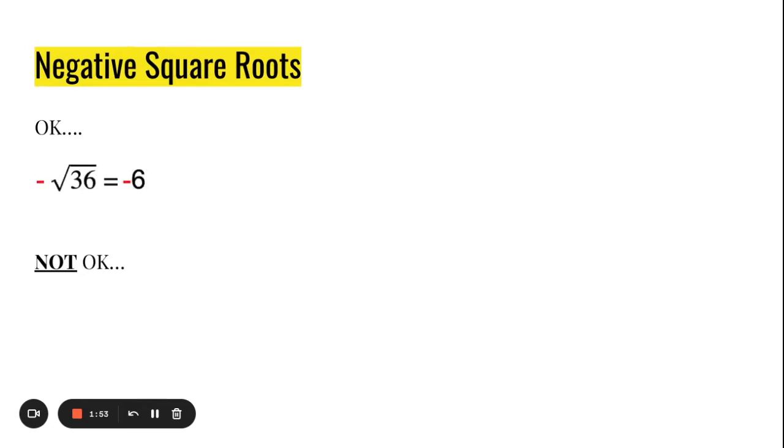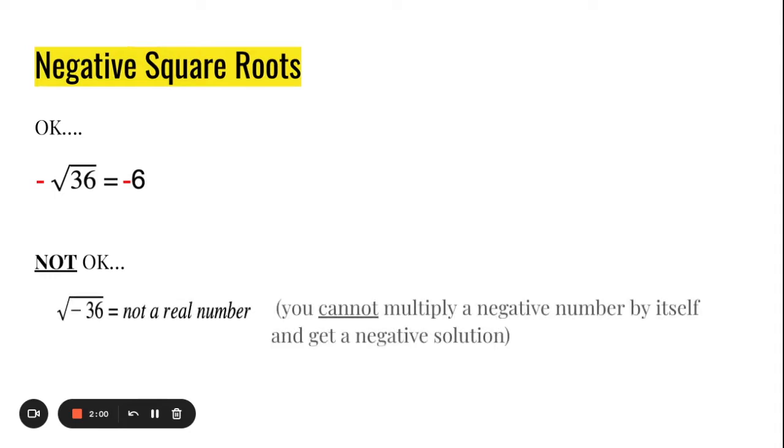For negative square roots, it's okay to have the negative sign outside of the radical sign, but it is not okay for it to be inside of the radical sign, because you cannot multiply a negative number by itself and get a negative solution. So if the negative is inside the radical, it's going to be not a real number.